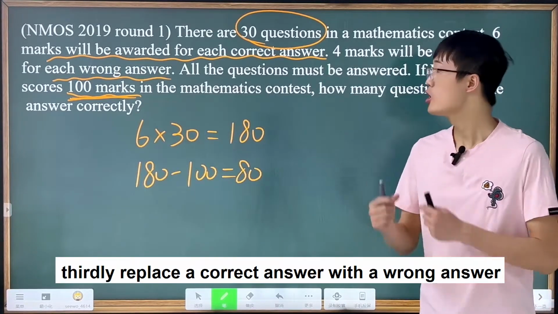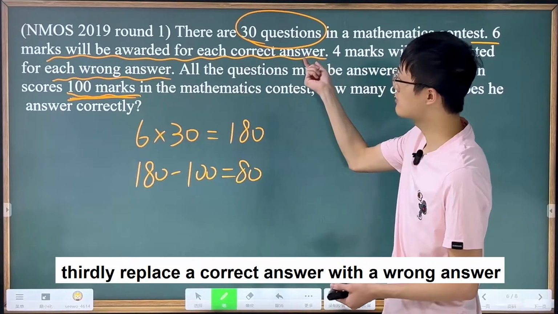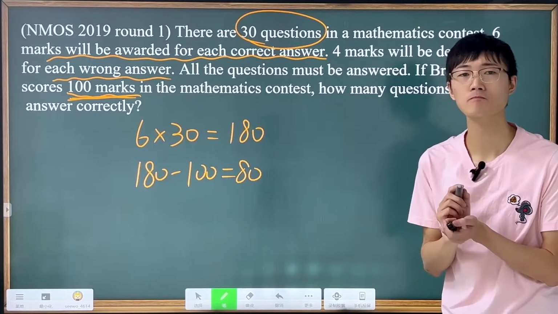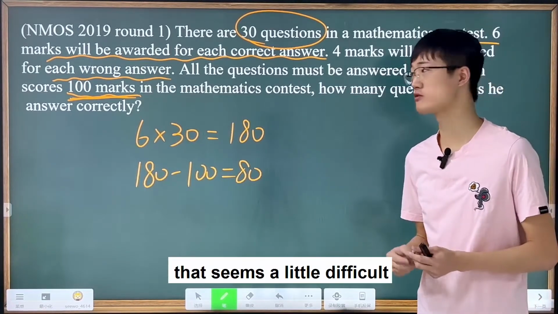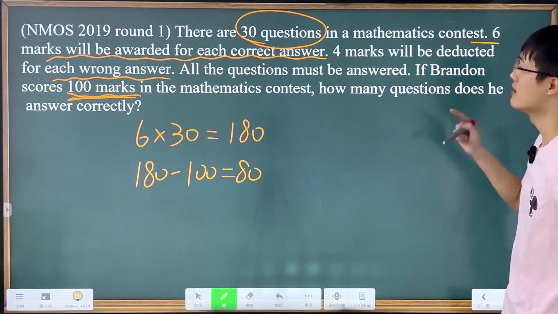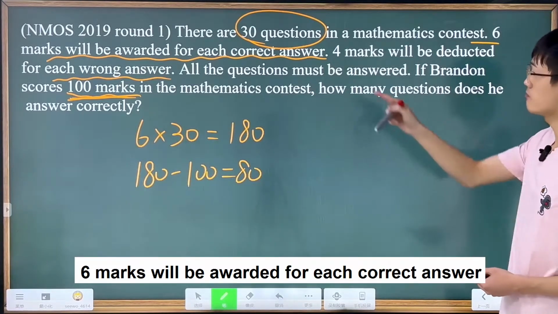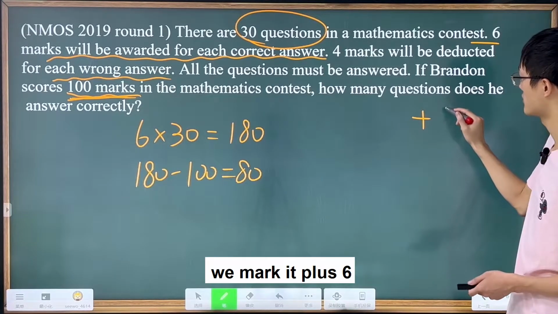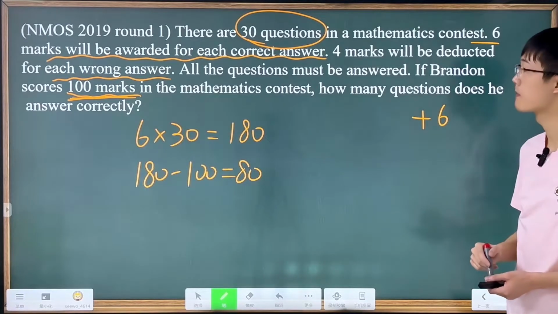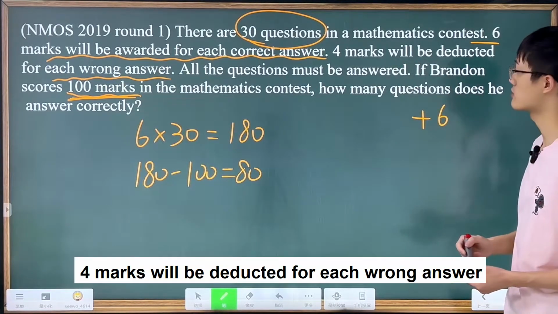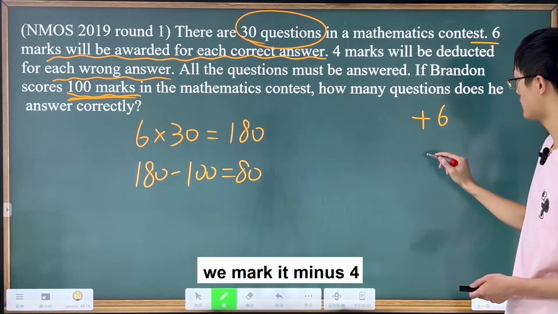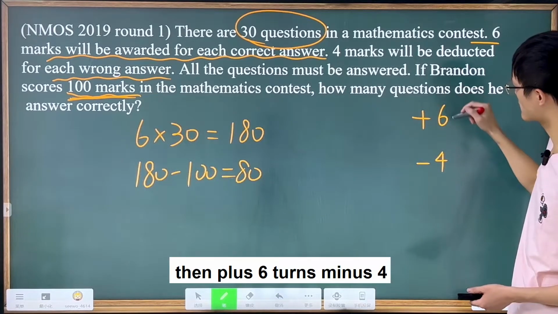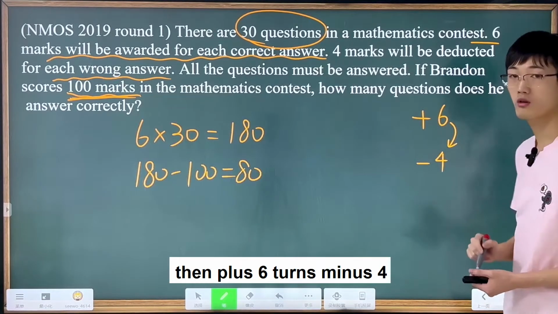Thirdly, replace a correct answer with a wrong answer. But what will happen? That seems a little difficult. Let's see. 6 marks will be awarded for each correct answer. We mark it plus 6. 4 marks will be deducted for each wrong answer. We mark it minus 4. Then plus 6 turns into minus 4.